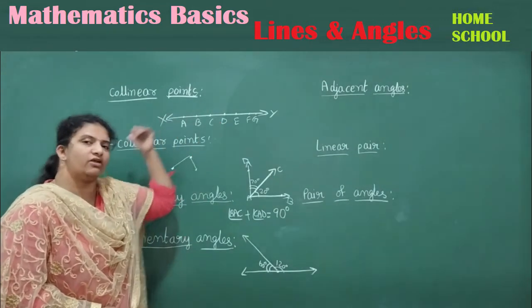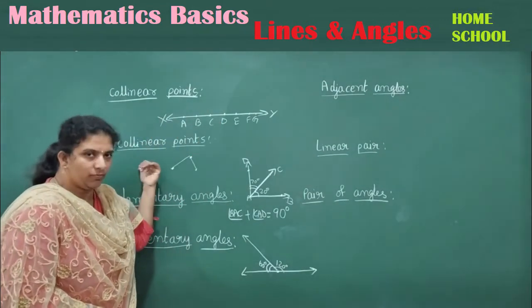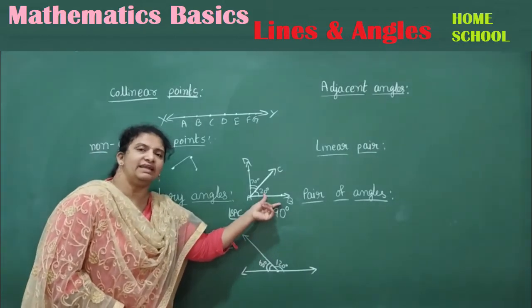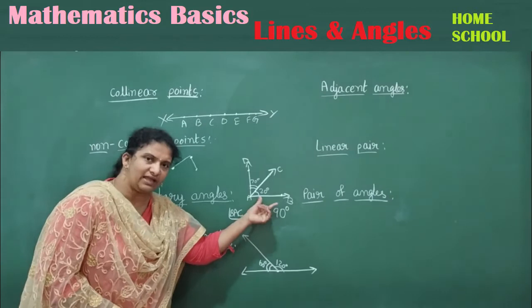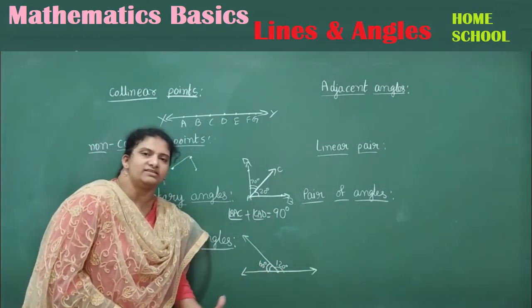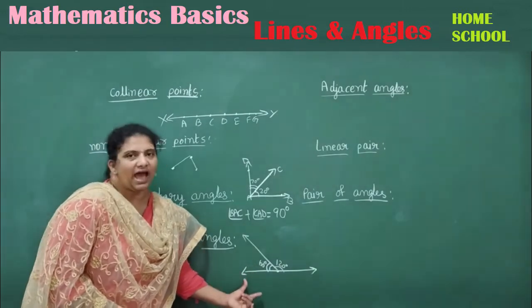So once again look here, children. If points are lying on the same line, they are called collinear points. If they are not lying on the same line, they are non-collinear points. And if the sum of any two angles is 90 degrees, they are called complementary angles. And if the sum of any two angles is 180 degrees, they are called supplementary angles.